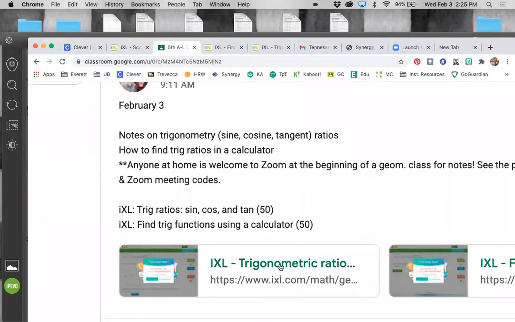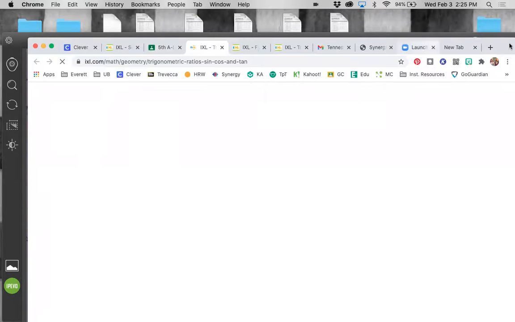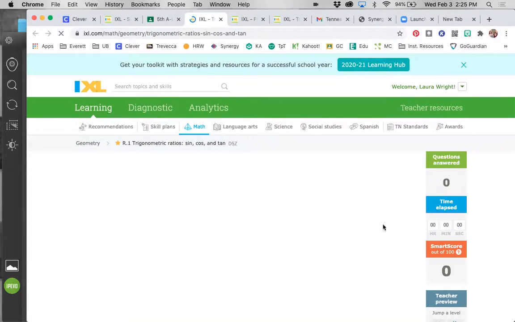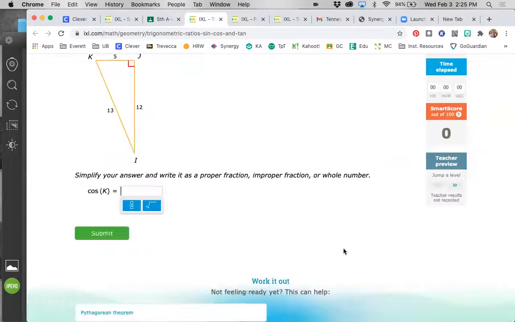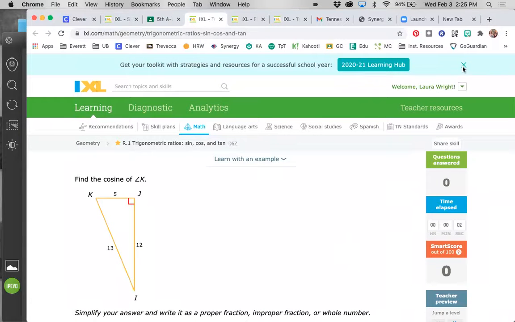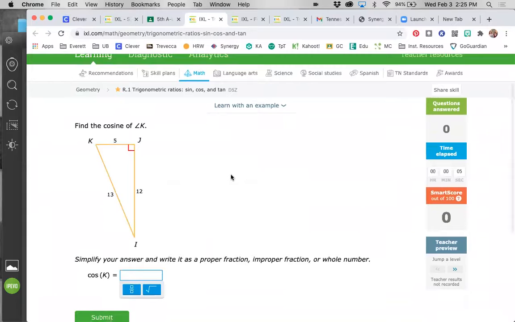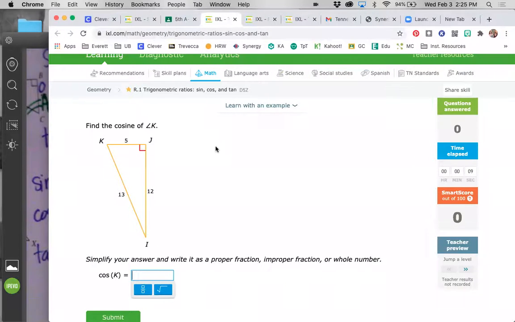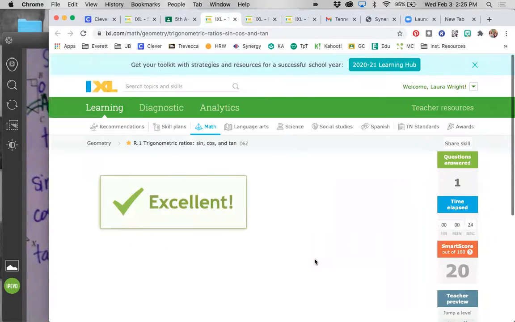The first one is trigonometric ratios: sine, cosine, and tangent. You're only working up to 50 because when you work higher than 50, it starts giving you a bunch of radicals to simplify. If you feel like doing that, that's fine, but that's not something I want to teach. So cosine of k, right? Here's k. Cosine is adjacent, 5, over hypotenuse, 13. So you just click that little fraction, 5 over 13, done.